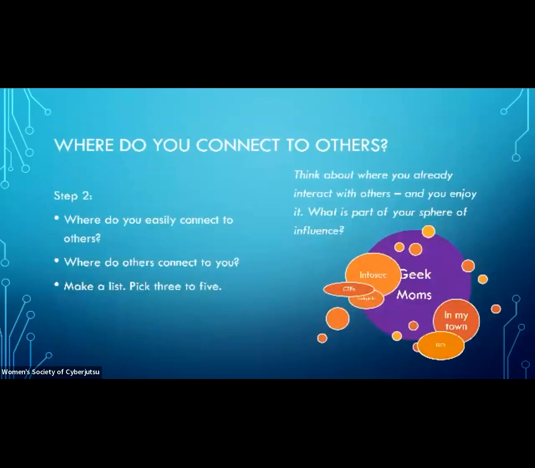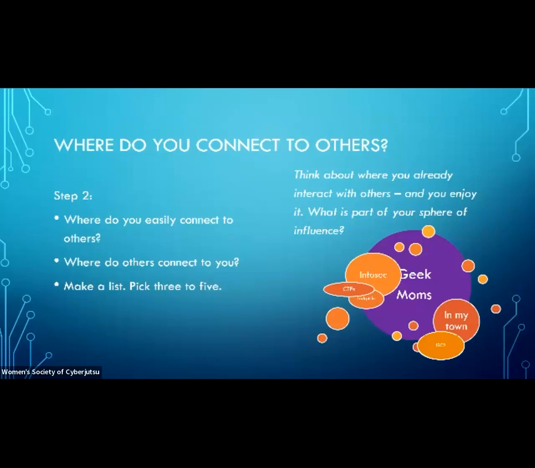So now the trick is you want to think a little bit outside you and think about where you connect with others. So this may change your definition of your identities. What is part of your sphere of influence? When you are evaluating your community, the best place to start is to look around. Where do you spend your time? Who do you spend it with?